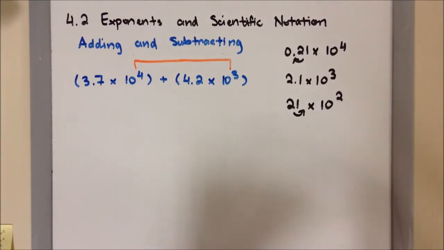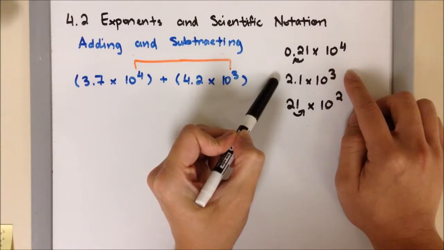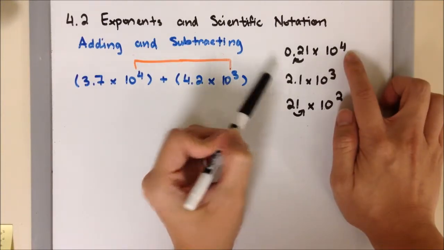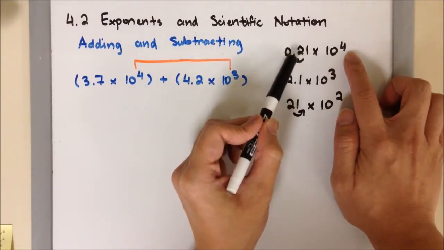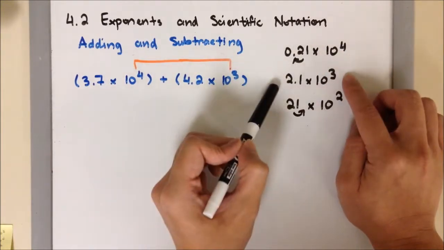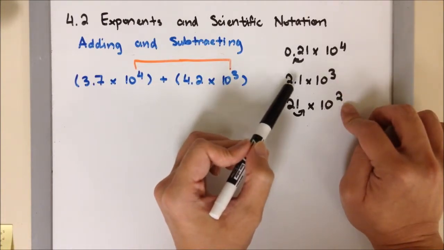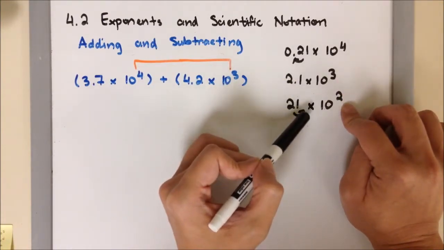So if I were to start off with 2.1 times 10 to the 3rd, and I need to get to the 4th, I would move 1 decimal place to the left, since I want to go from 3 to 4. If I want to go from 3 to 2, I would move my decimal place 1 place to the right.